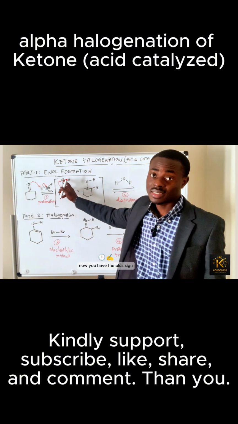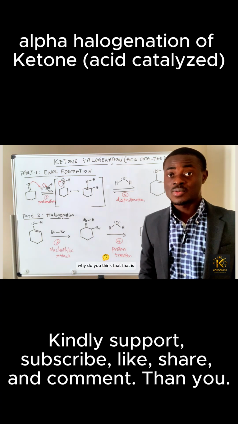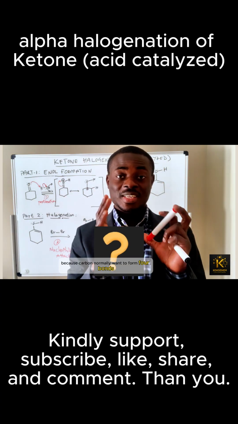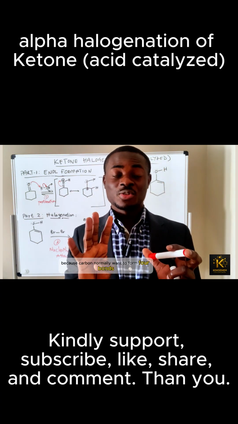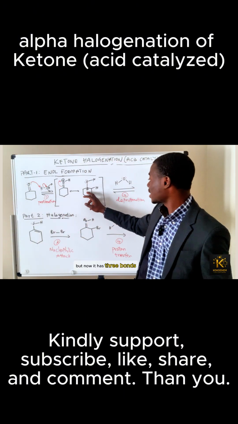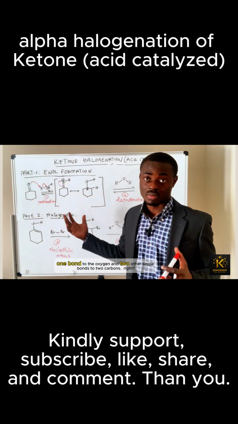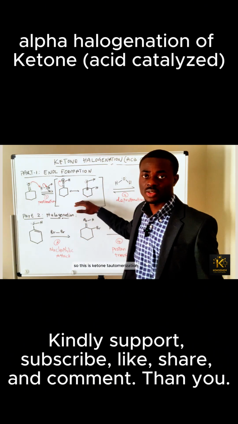Now you have the plus sign switching from the oxygen atom onto the carbon. Why do you think that is? Because carbon normally wants to form 4 bonds, because the valency of carbon is what? 4. But now it has 3 bonds. 1 bond to the oxygen and 2 other single bonds to carbon, right? So this is ketone tautomerization.